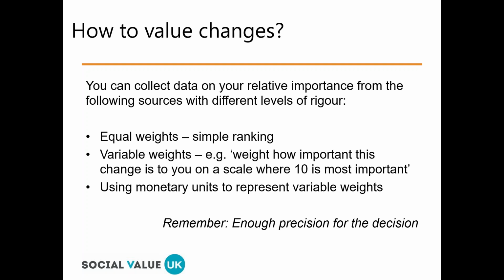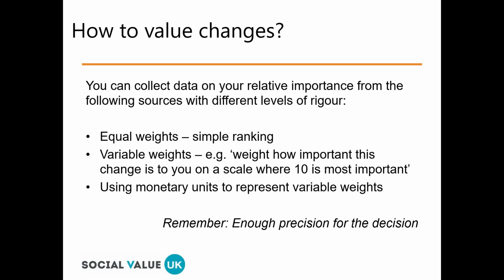We can do so using equal weights, which is where we ask a stakeholder to rank those changes in order of importance. Perhaps if they've experienced 3 changes, we ask the stakeholder which is the least important, which is the most important, and which is in the middle. We can use variable weights, where we start to have a greater understanding of the relative importance of changes. So perhaps we ask stakeholders on a scale of 1 to 10, where 10 is most important, how important is this change? Again, we're able to then compare those different changes using a consistent unit.